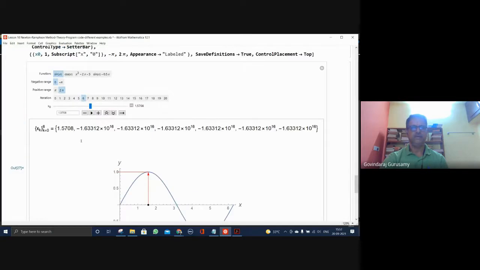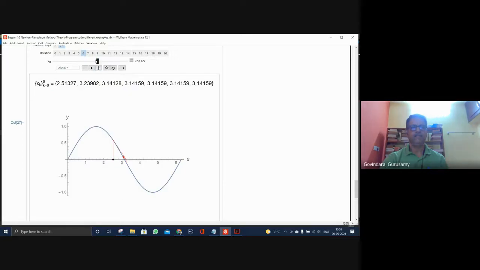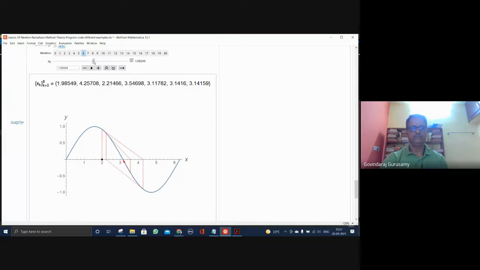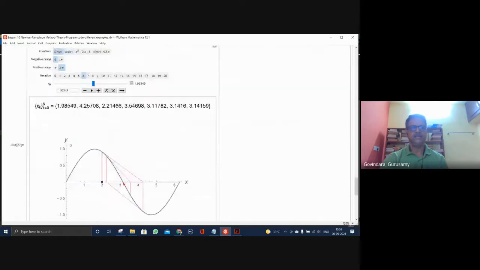It's good. Jumping. See how it starts from here, goes here, then comes back, again goes down. So it connects the data points that are available. And finally, the arrow touches this root point. 3.1459 is the root for this sin x. This is sin x, correct?